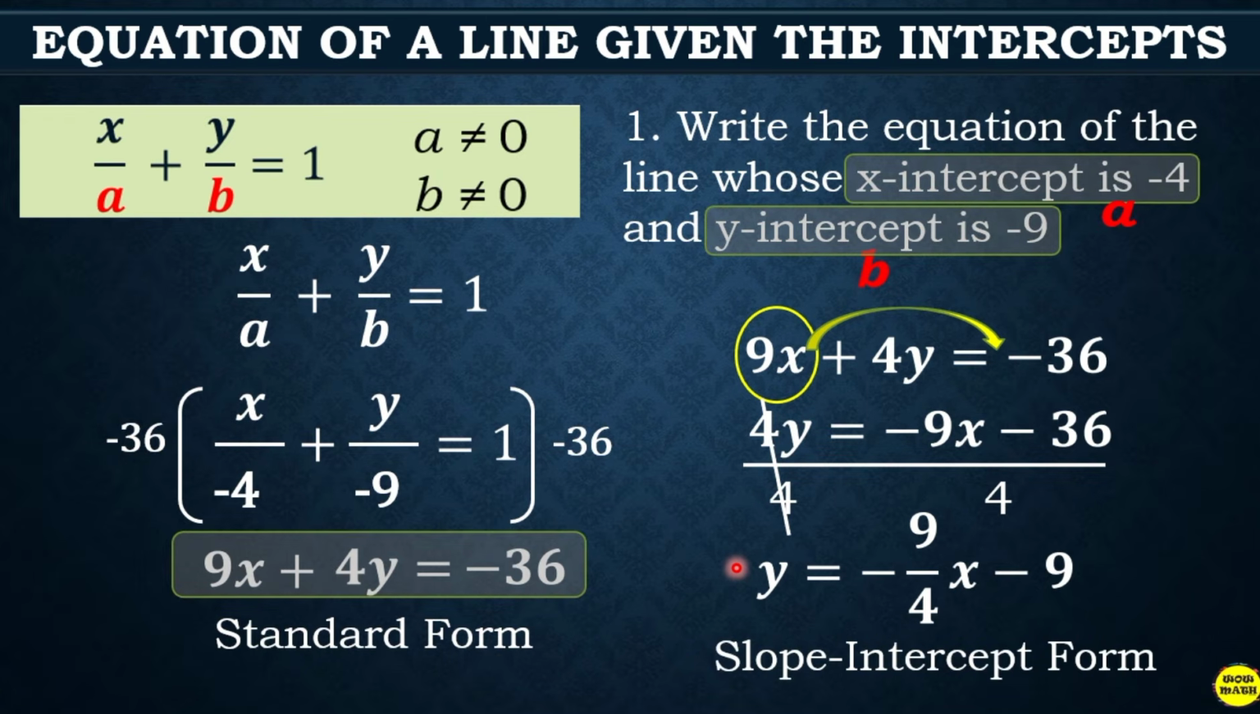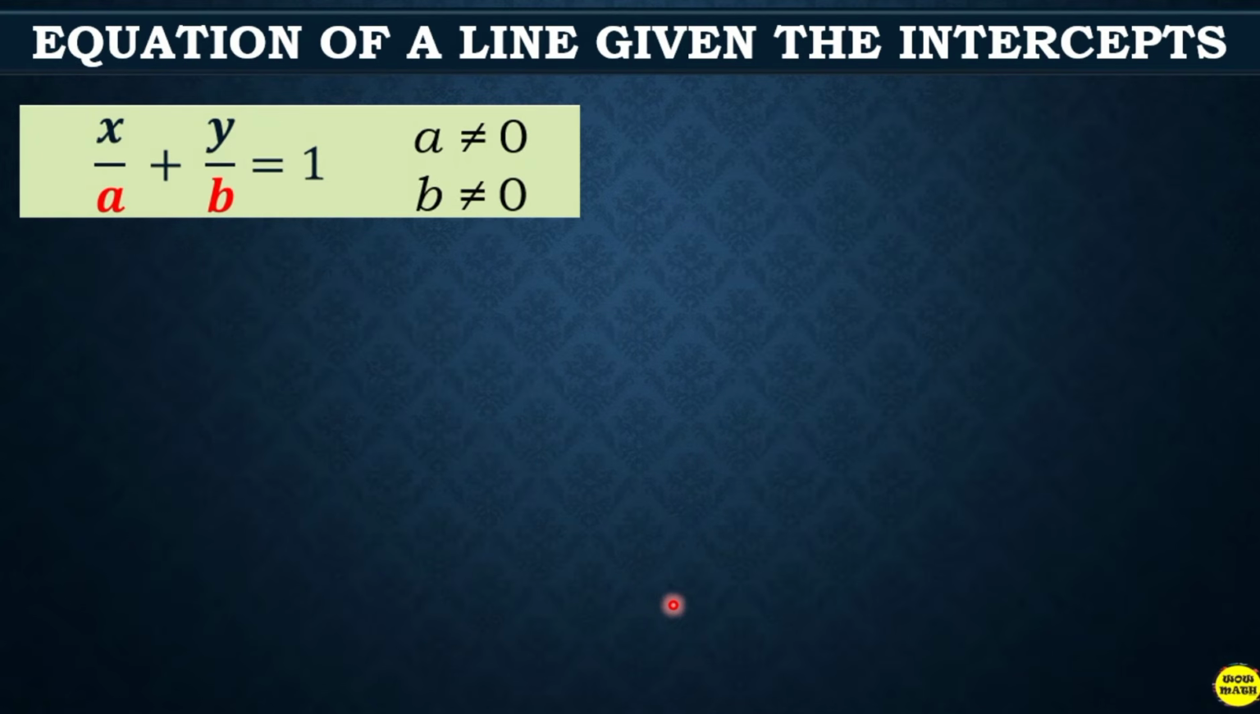So, kapag ang hinihingi ay as the slope-intercept form, ganito po ang gagawin. Okay? Kapag wala namang hinihingi at ito ang nakuha mo, then ito na po. No need to rewrite this into slope-intercept form. Okay? Let's have the next one.